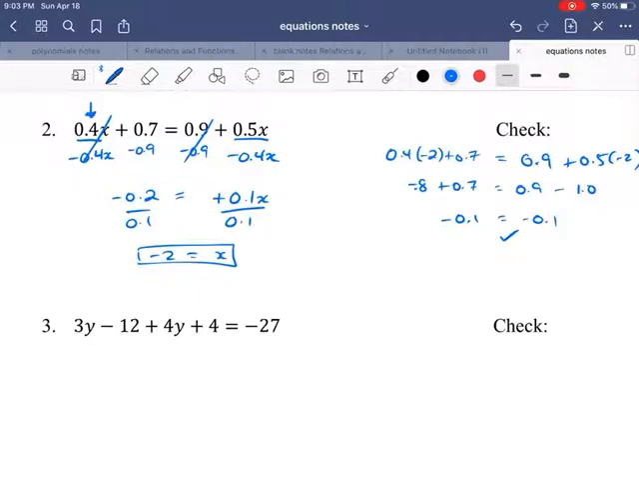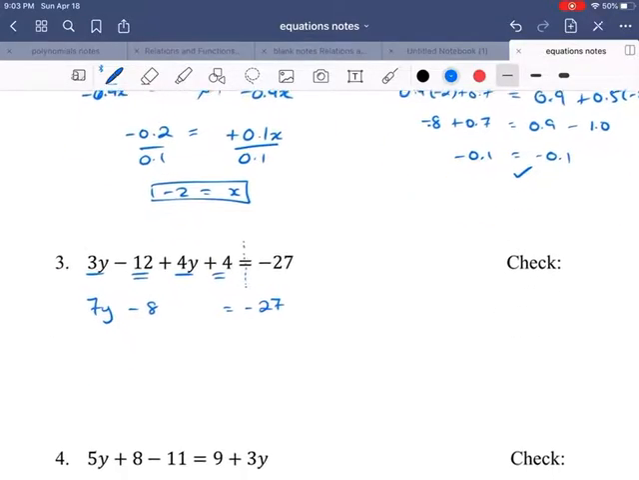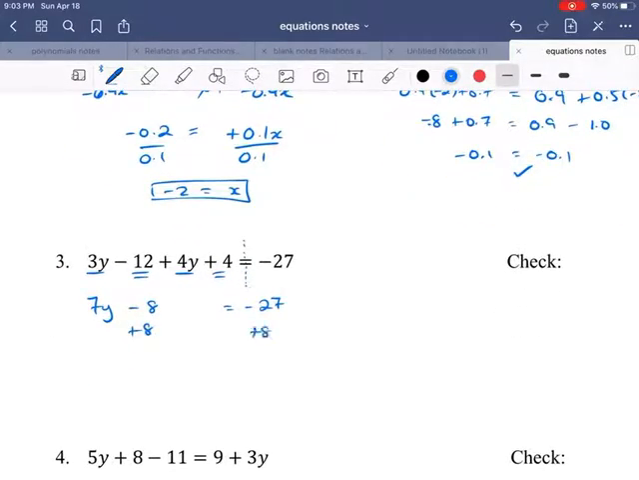This next example, let's look at the variables. 3y and 4y. Now they're on the same side of the equal sign, so you can simply combine like terms. So 3y plus 4y is going to equal 7y. Negative 12 and positive 4 is negative 8. And this is equaling negative 27. And if we add 8 and add 8, 7y is going to equal negative 19. And if you divide by 7, y is equal to negative 19 over 7.